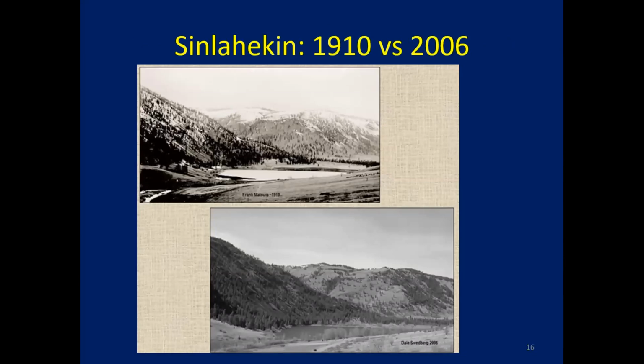Here's some photographs taken by Frank. I never get his name right. But early 1900s, Sinlaheakin Valley, again, up in the north central, North Washington. And you can look at these slopes and notice that the tree density is quite a bit thicker in the later photographs in the 2000s, 100 years later. But you can see that they're starting to encroach down into the valleys and get a lot thicker in that density.